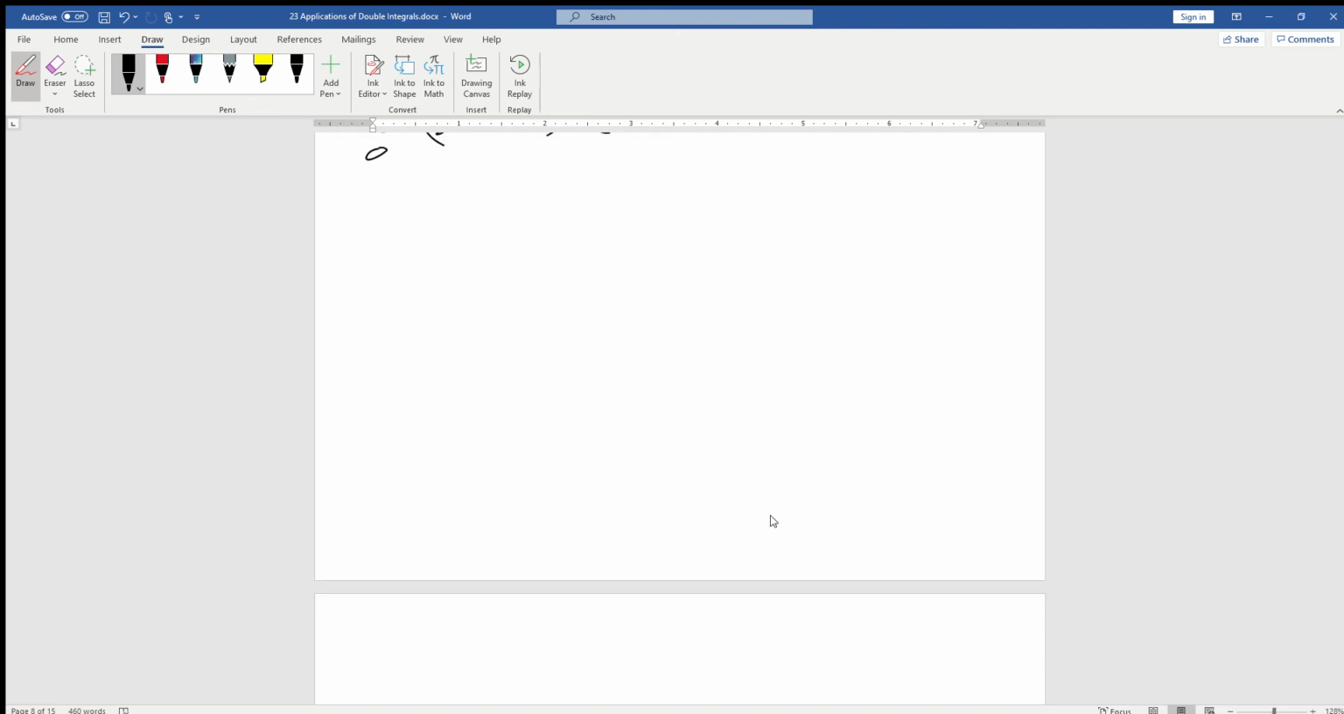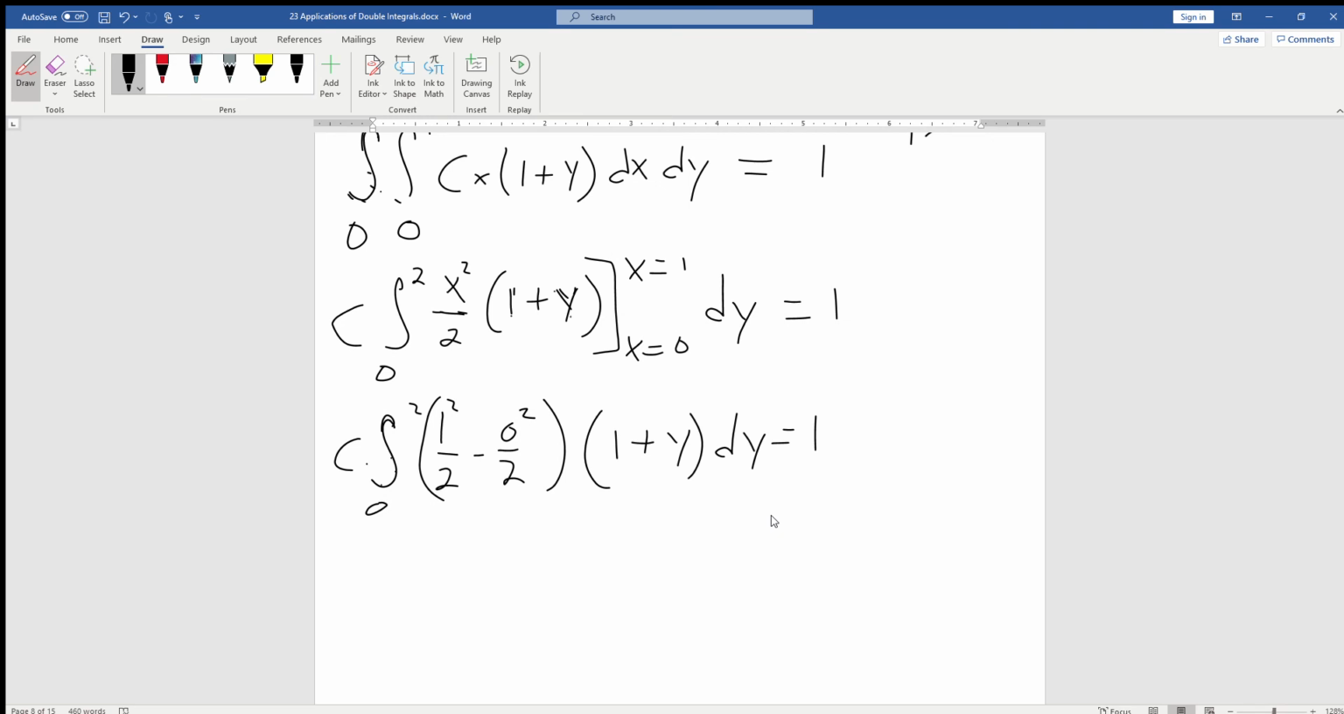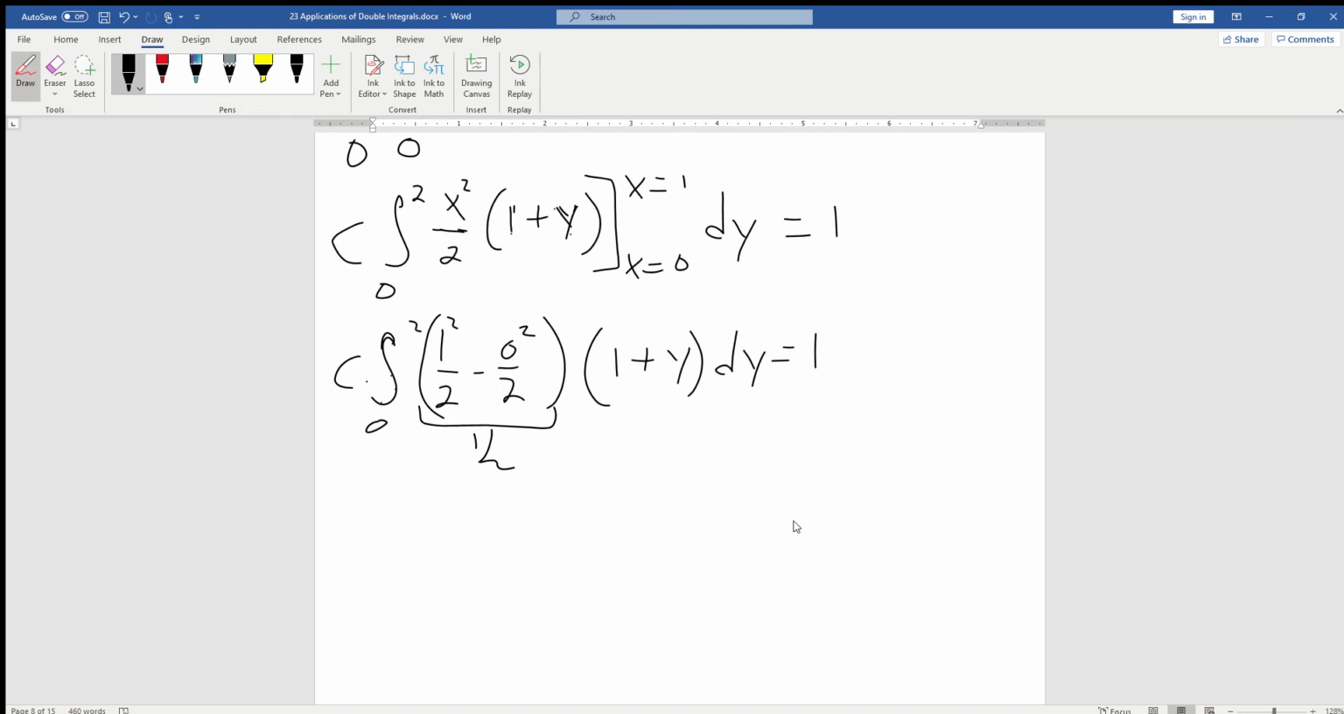When we compute, that just becomes a half. So this whole thing is just a half, and we're going to factor the 1/2 out. So we end up with c over 2 integral 0 to 2 of 1 plus y dy. And that's supposedly equal to 1.